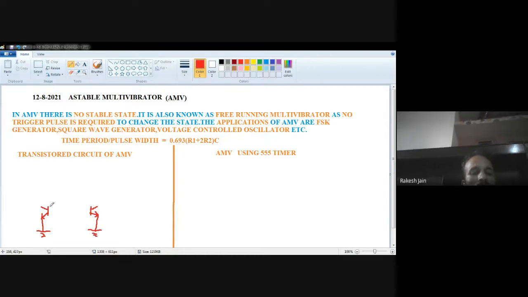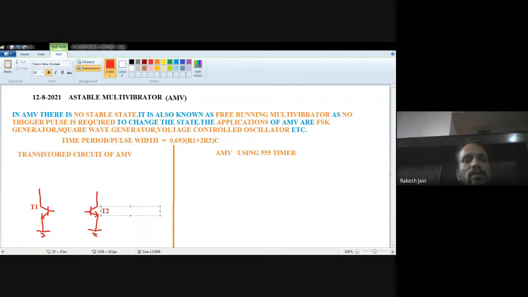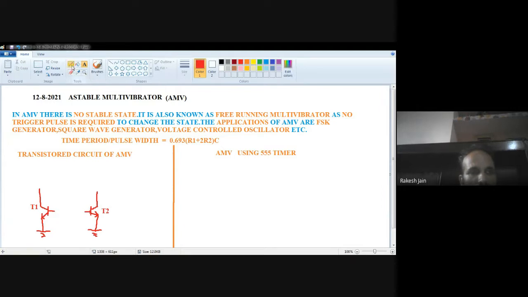Now this is the collector of the first transistor and this is the collector of the second transistor. This is the base of the first transistor, this is the base of the second transistor. The first one is the transistor T1 and the second one is the transistor T2. Now the base of the first transistor is connected with the collector of the other transistor via a capacitor. This is known as cross coupling. So cross coupled by capacitor C2.